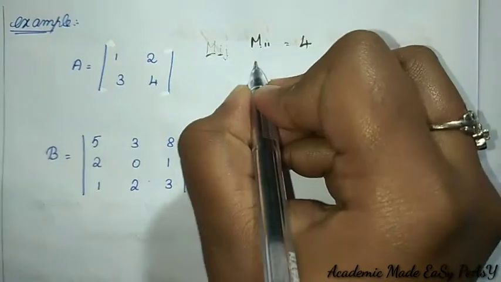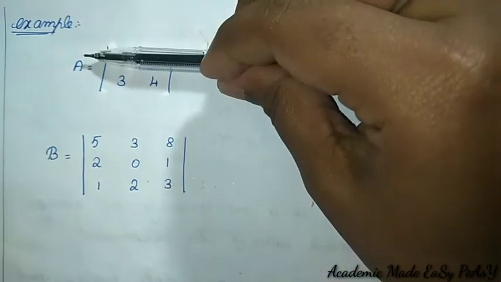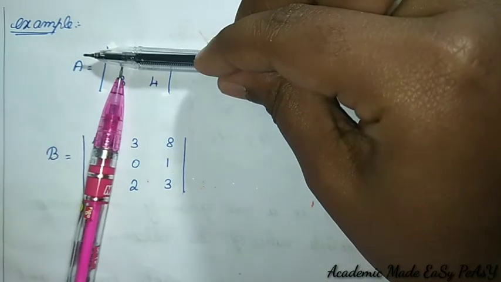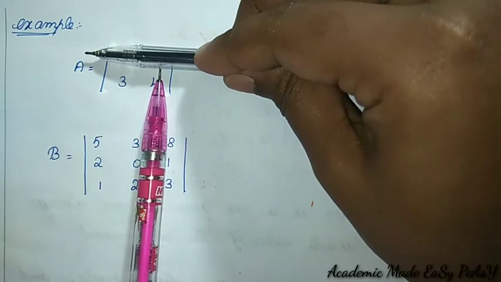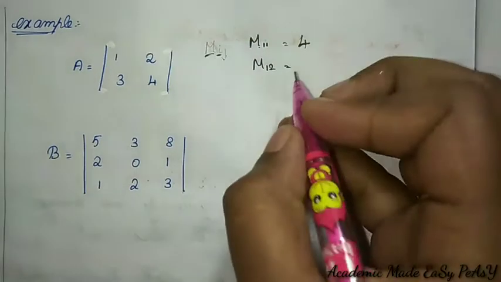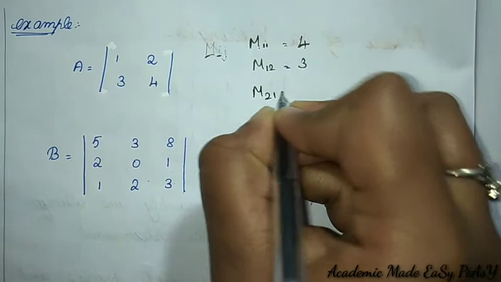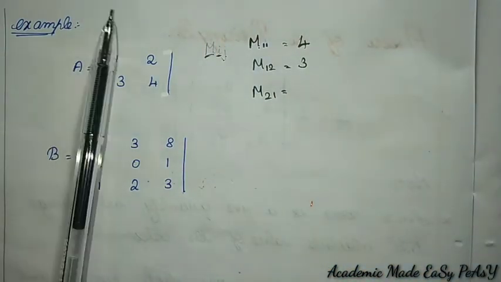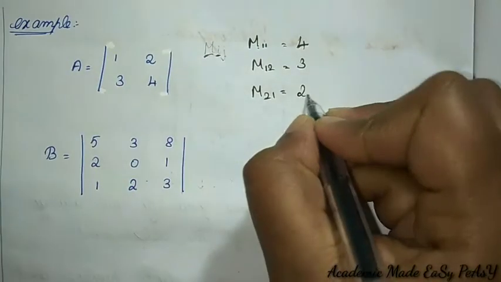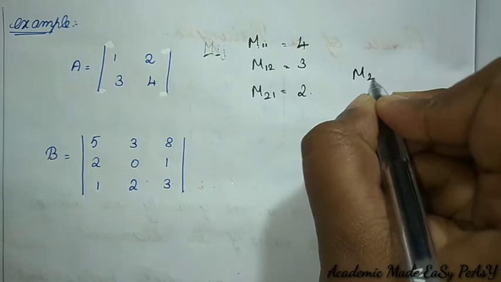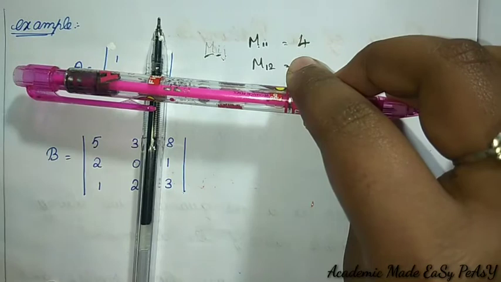Next, if I move on to M12, this belongs to the first row and the second column. So I will have 3 as the answer. Now if I move on to M21, this belongs to the second row, first column. So what is there? 2. Then M22, this belongs to the second row and second column. What is remaining over there? 1.